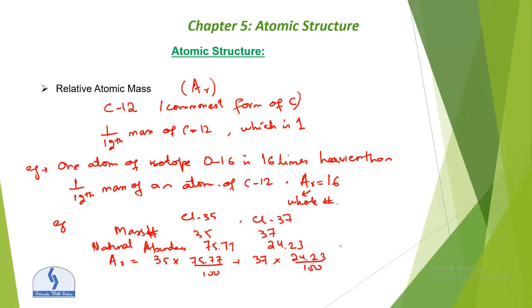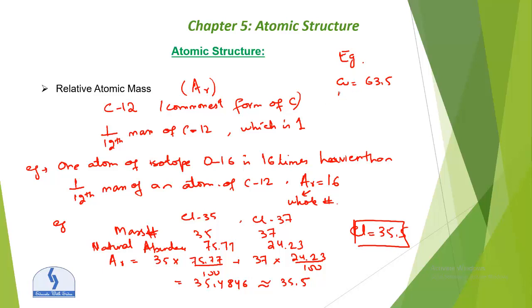This calculation is known as the weighted average. The answer is 35.4846, which is approximately 35.5. That's why chlorine has a relative atomic mass of 35.5. The relative atomic mass of copper is 63.5, the relative atomic mass of lithium is 7, and the relative atomic mass of bromine is 80. These are the examples.